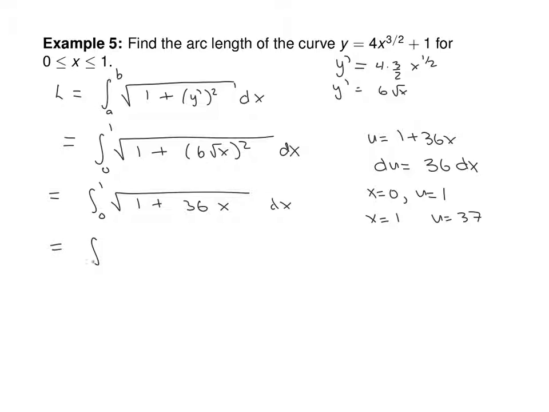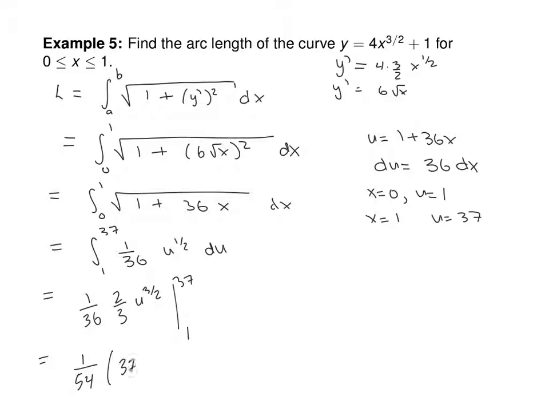So this is an integral from 1 to 37, 1/36 u to the 1 half. So that's 1/36 u to the 3 halves times 2/3, evaluated from 1 to 37. So the 2 and 36 can cancel, making 1/18 times 3 makes 1/54, times 37 to the 3 halves minus 1. That's good enough. We're not testing your arithmetic, we're testing your calculus.